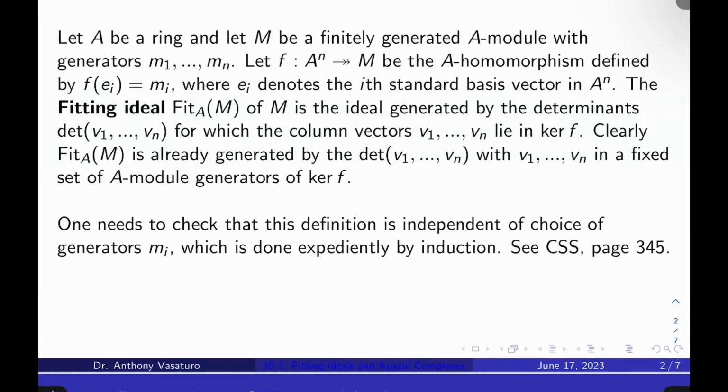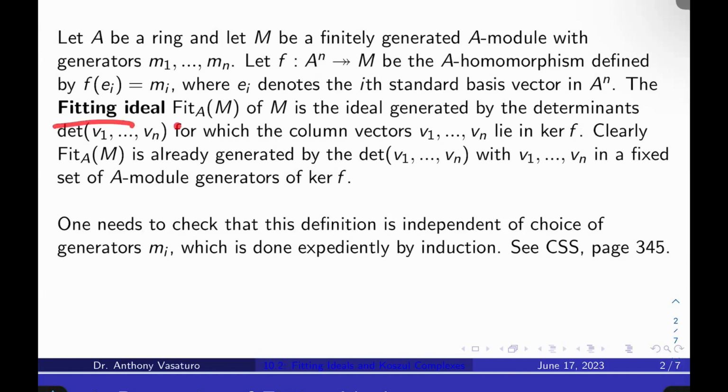So let A be a ring and let M be a finitely generated A module with generators, let's say M1 through Mn. Take a map F from A^n surjecting onto M. That'll be the A homomorphism defined by F of e_i equals m_i, where e_i denotes the ith standard basis vector here in A^n. So that's zeros everywhere except for a 1 in the ith slot.